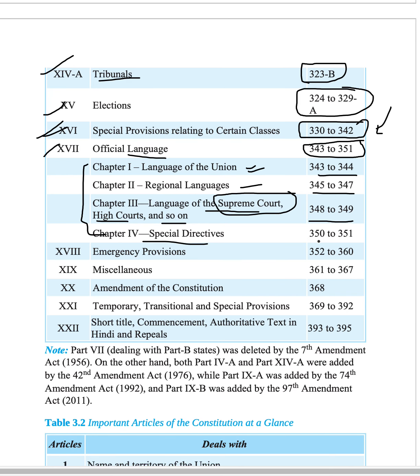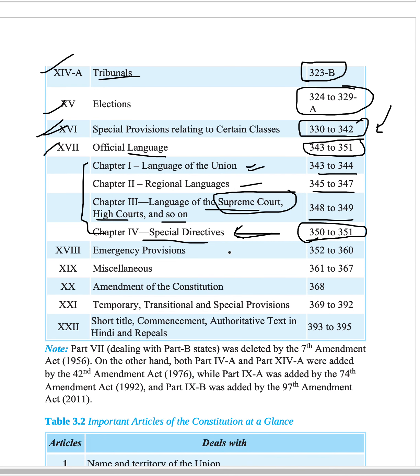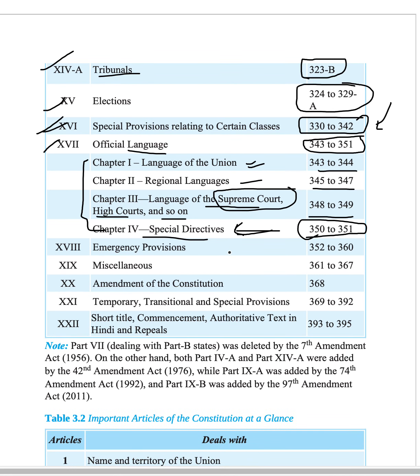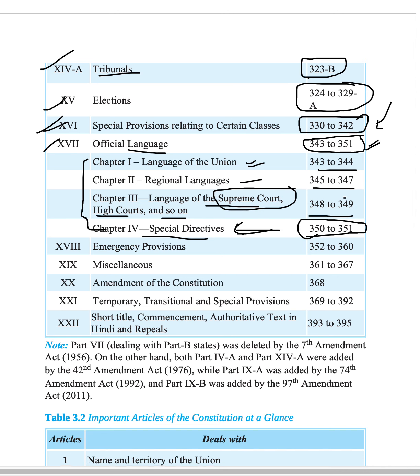And special directives, 350 to 350, and basically this is for promotion of Hindi and promotion of regional languages and all those things. There will be a special officer. So the lingual provisions are from 343 to 351.